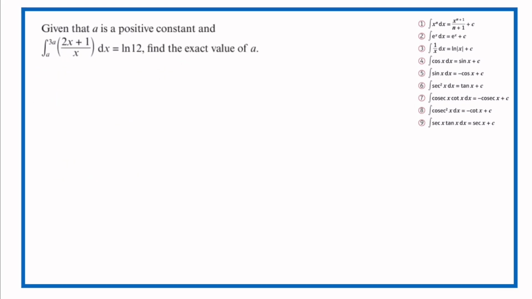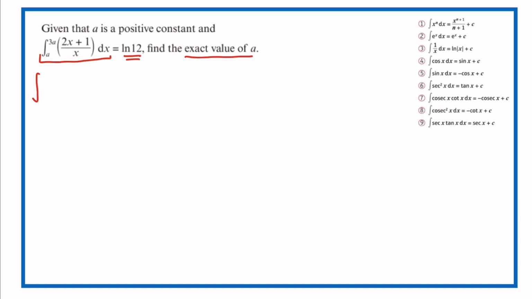Moving on to the next question, we have to use this equation to try to find the positive constant a. Let's have a look at how we can do this. We have to show that the integration of the left hand side is equal to ln 12, and use this to find the exact value of a. First of all, let's work on the left hand side and do the integration. Let's ignore the limits for the moment and focus on integrating it.